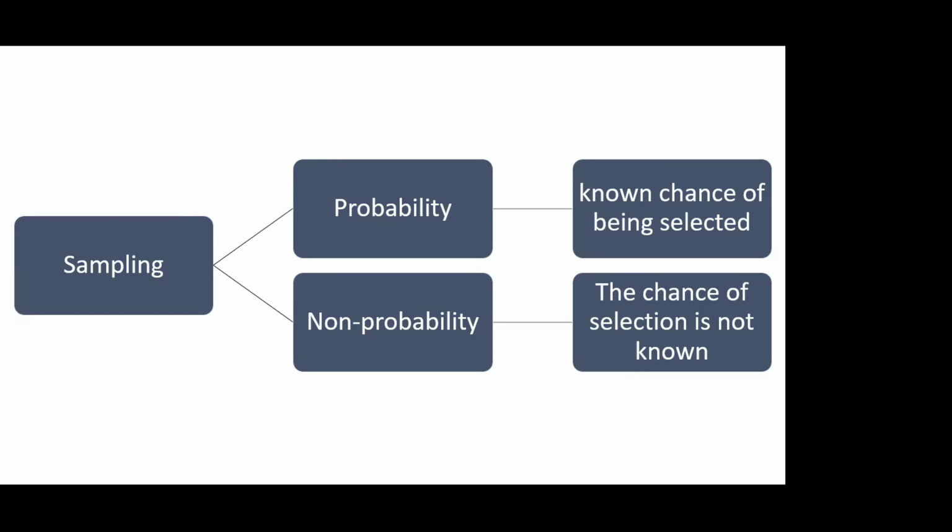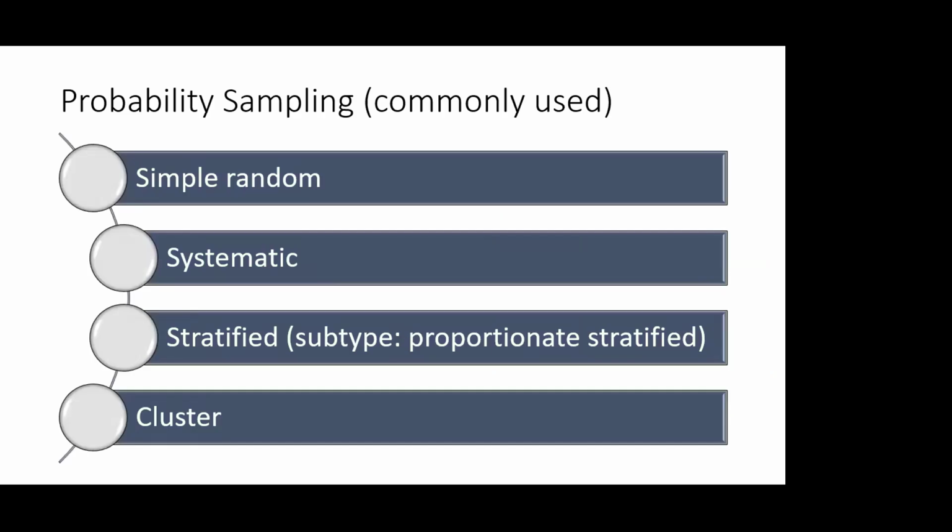In non-probability sampling, the chance of selection is not known. That is called non-probability sampling. Non-probability sampling is many times used in qualitative research. For the scope of this presentation, we'll focus more on probability sampling. There are commonly used types of probability sampling, and we'll focus on those in this presentation.